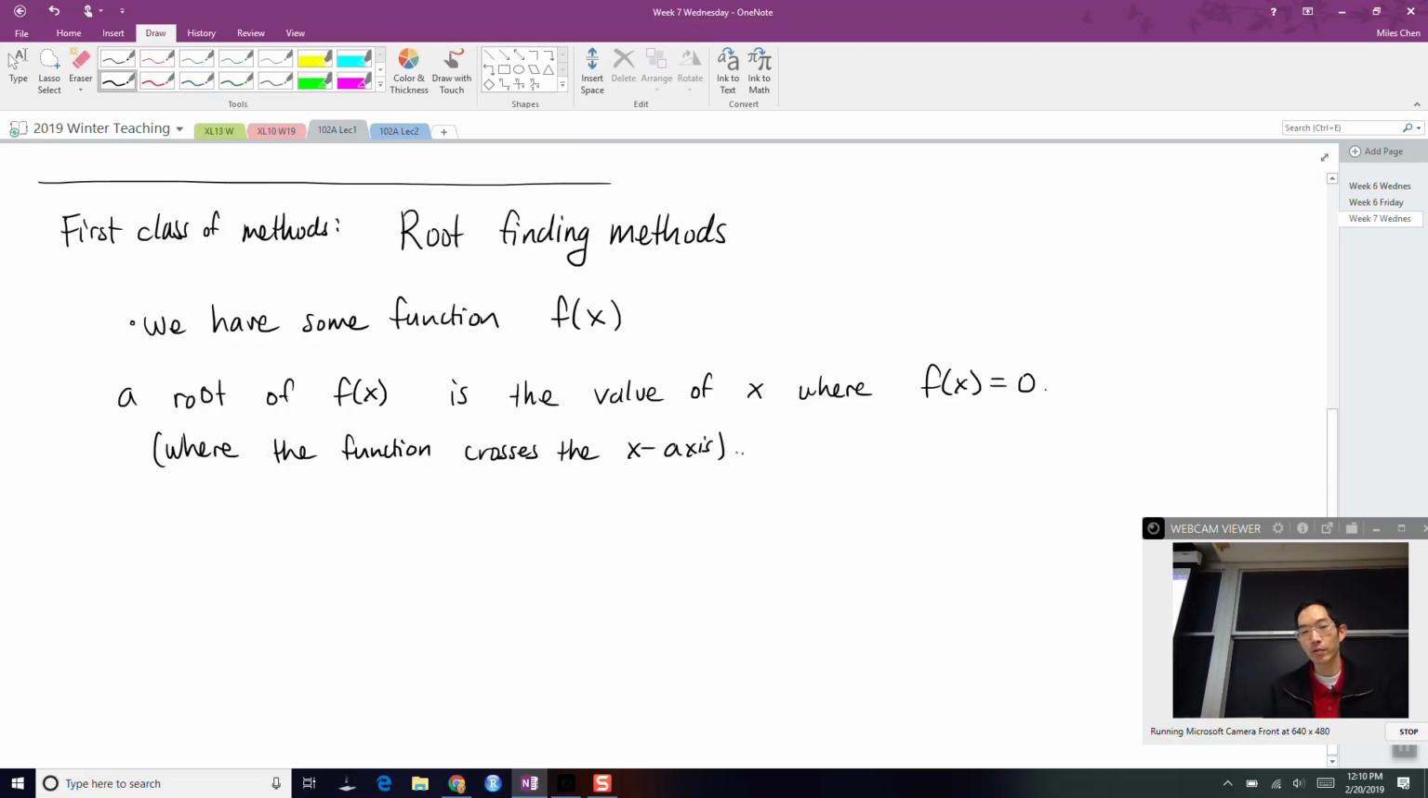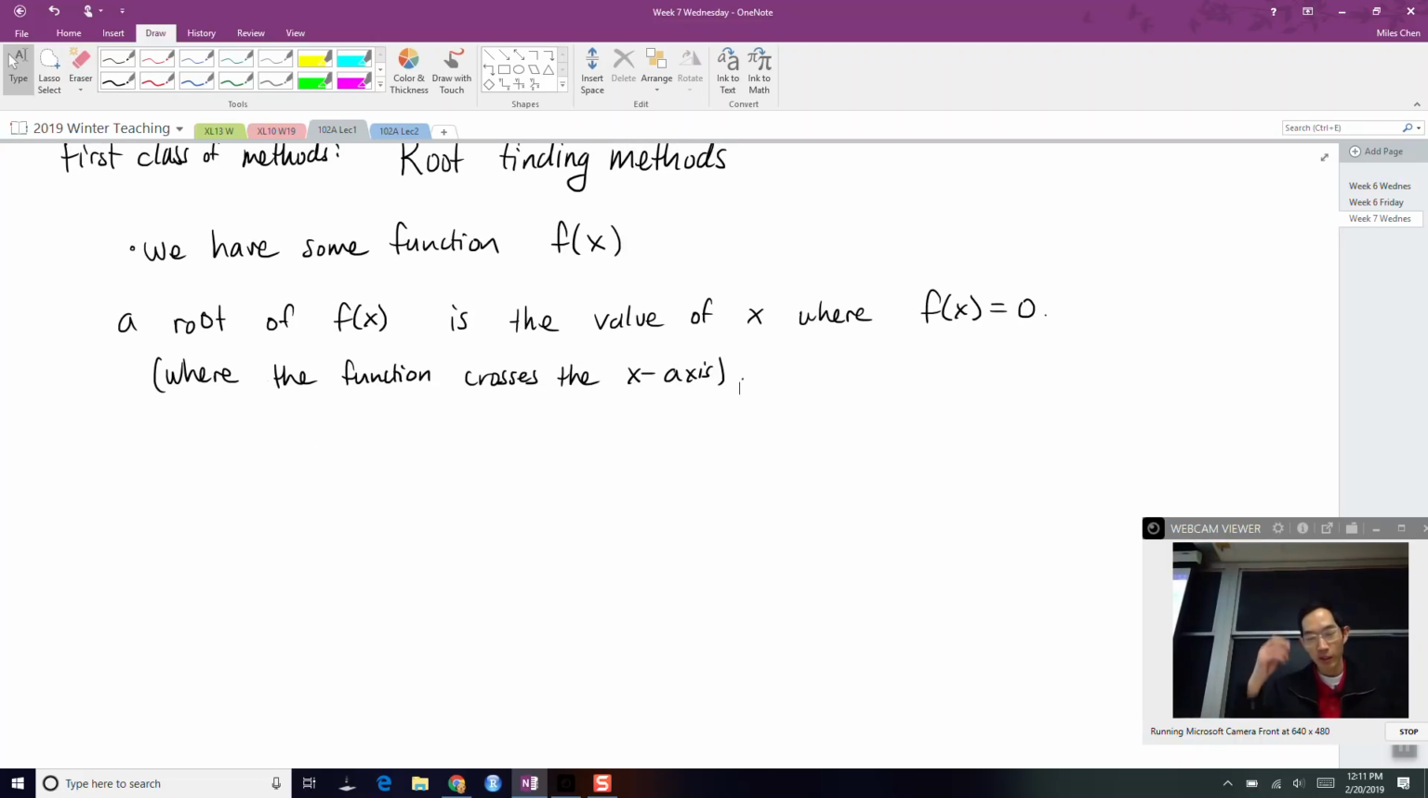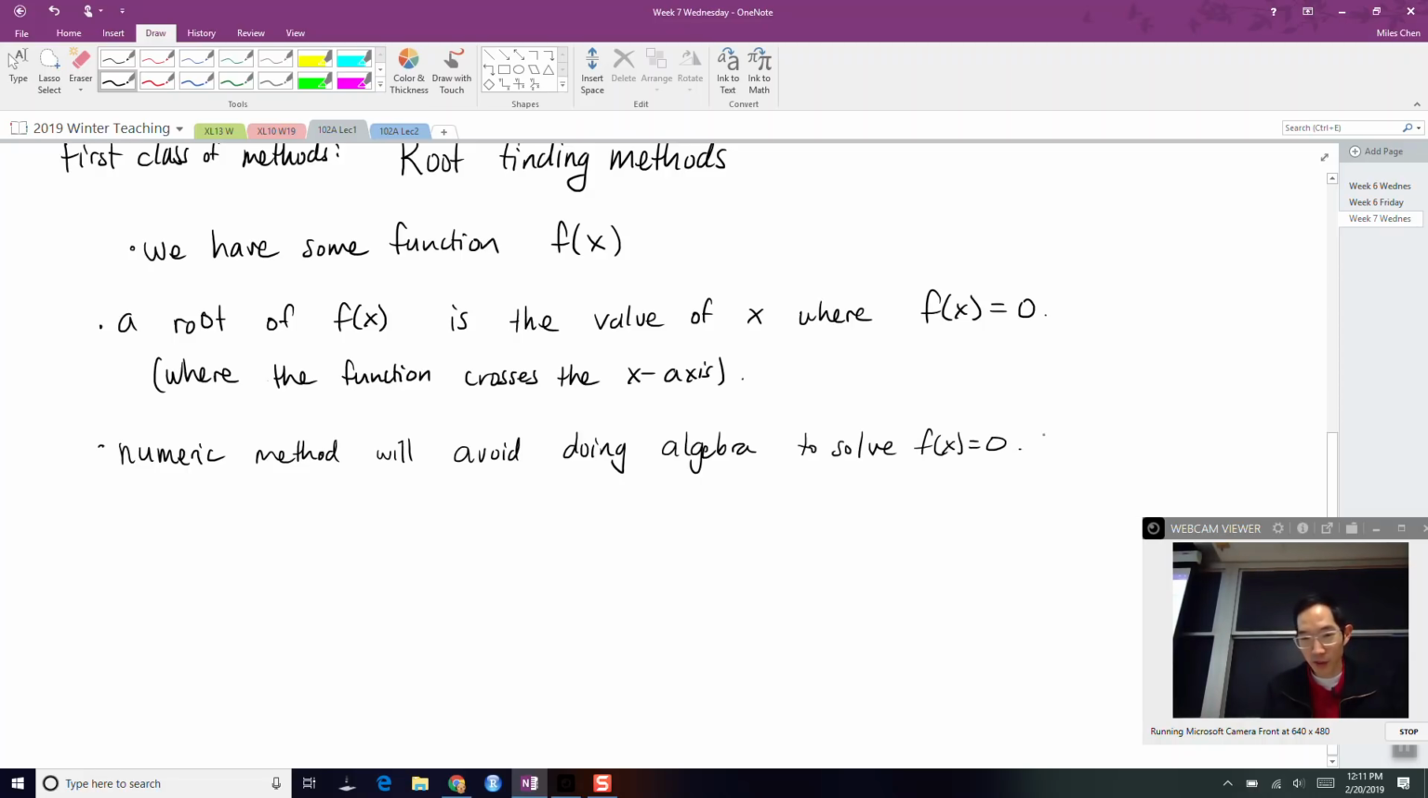With algebra, all we do is set f of x equal to 0, do some algebraic manipulation, and solve for x. The numeric method says, here are some instructions for us to get an estimate of what we're looking for. A numeric method will avoid doing algebra or something like that to solve f of x equals 0.